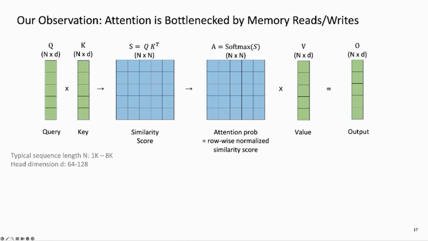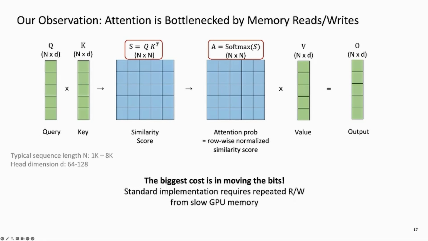The main observation is that attention is bottlenecked by memory read and write. It's not so much bottlenecked by computation. The two intermediate matrices, S and A, have size n by n, and it turns out just reading and writing them to GPU memory takes the majority of the time, even though they involve very few floating point operations. So the biggest cost is in moving the bits, and a standard implementation will require repeated reads and writes to slow GPU memory. That's the observation.